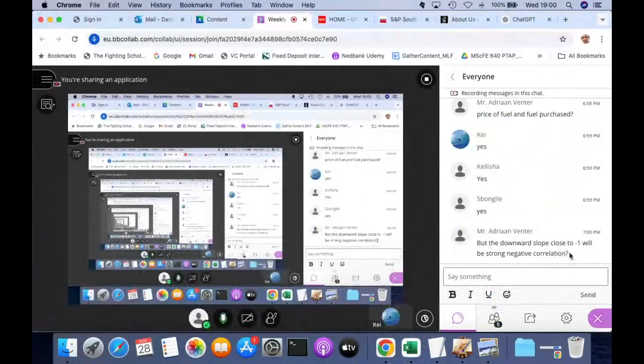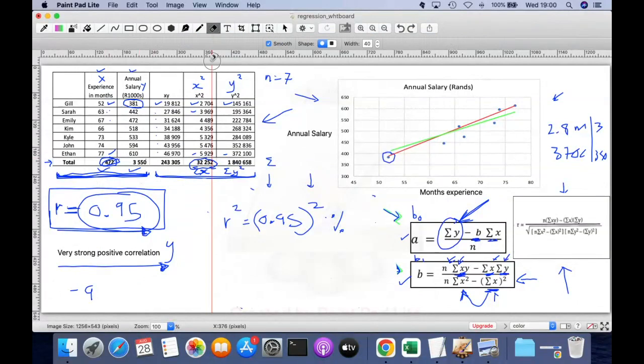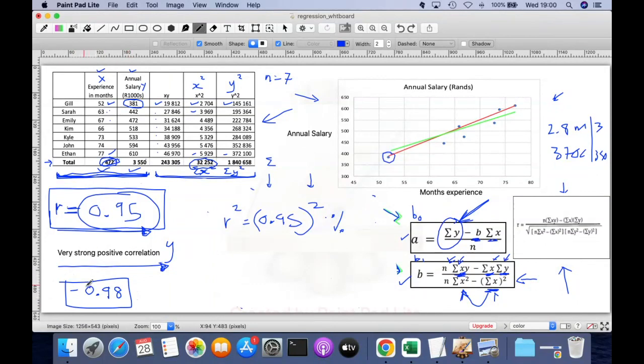But the downward slope close to -1 will be very, that's right, Adrian, yes. If you get close to -1, so for example, if your R was hypothetically minus 0.98, then you would say very strong negative correlation. So let's get back to this.